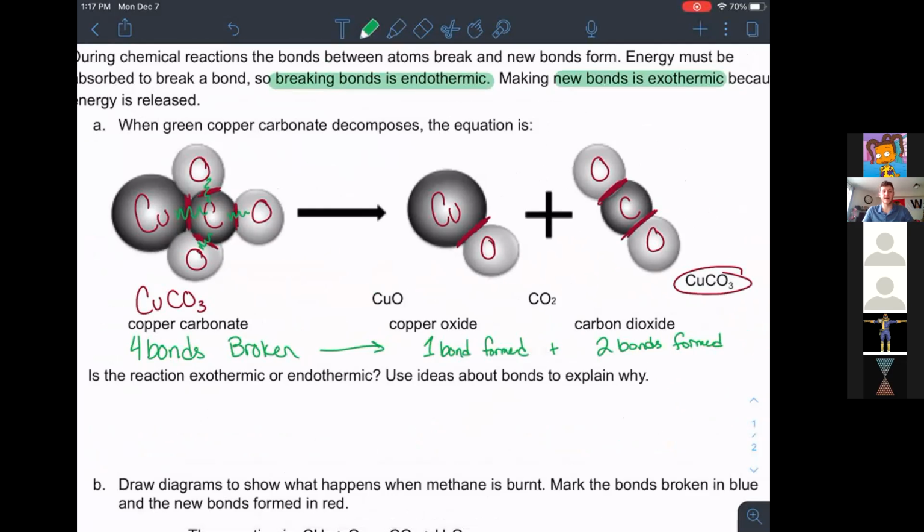We only formed 3 bonds, which means, do we think this overall reaction is going to be an endothermic reaction or an exothermic reaction? Endothermic, because we broke more bonds than we ended up making in the end.